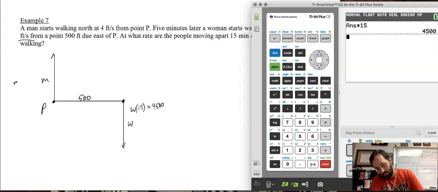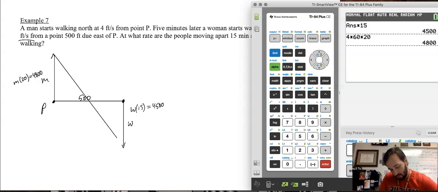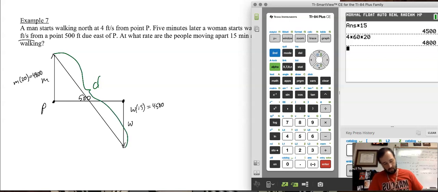The man, so now here's the thing, a man starts walking and then 5 minutes later a woman starts walking. So if the woman has been walking for 15 minutes, that means the man has been walking for 20 minutes. So the man at 20, he goes 4 feet per second, so that many every minute for 20 minutes would be 4,800 feet total. Okay. At what rate are the two people moving apart 15 minutes after the woman starts? So it's talking about this distance right there. Right, so I'm talking about that distance.